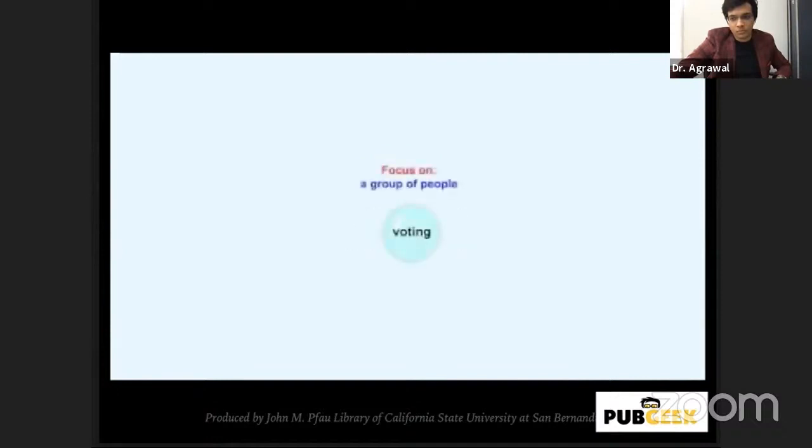For the topic voting, focus on a group of people. Are there gender differences in American voting patterns? For the topic eating disorders, focus on cause or effect. Do genetics contribute to anorexia nervosa?